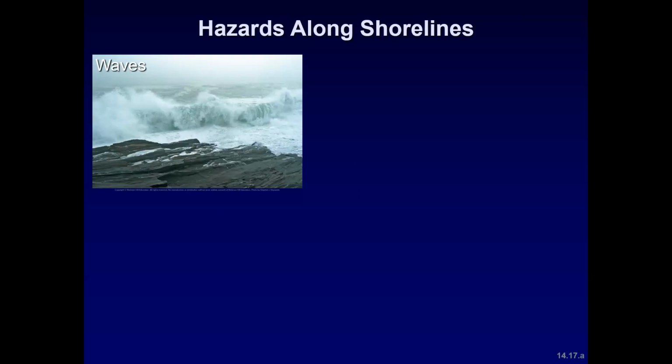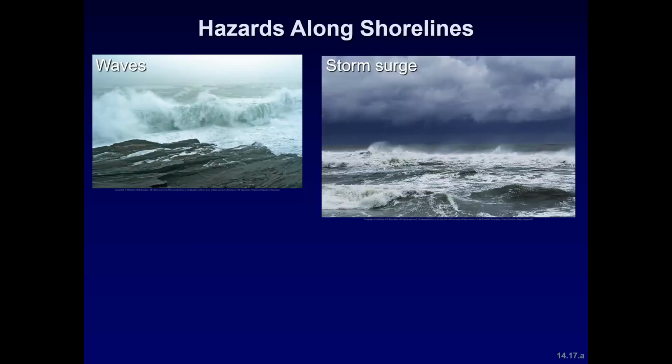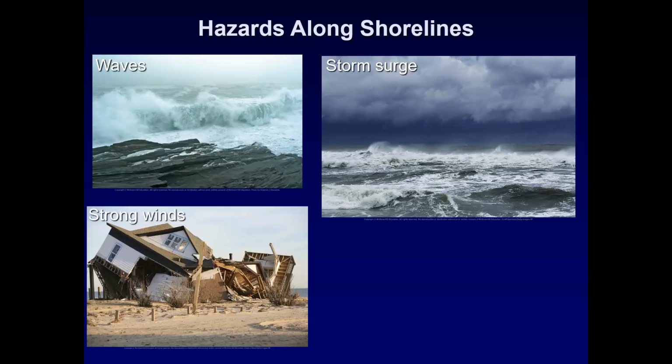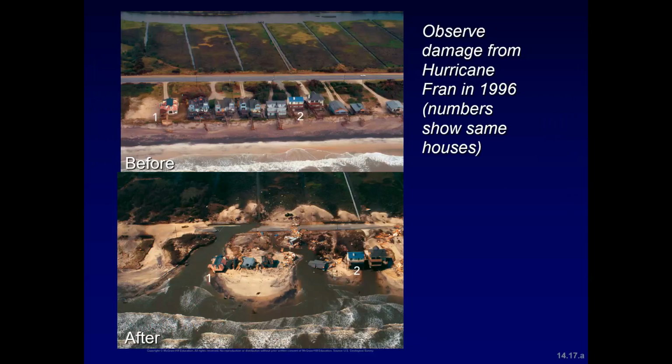Okay, so waves are included in hazards along shorelines. Obviously, storm surge and strong winds are all hazards that we see. This is damage that we see from Hurricane Fran in 1996. The before photograph shows 2 different houses. The after photograph shows destruction of the houses caused by waves, storm surge, erosion, wind, all that. This hurricane came ashore with sustained winds of 185 kilometers per hour and a 4-meter high storm surge, and that's in Topsail Island of North Carolina.